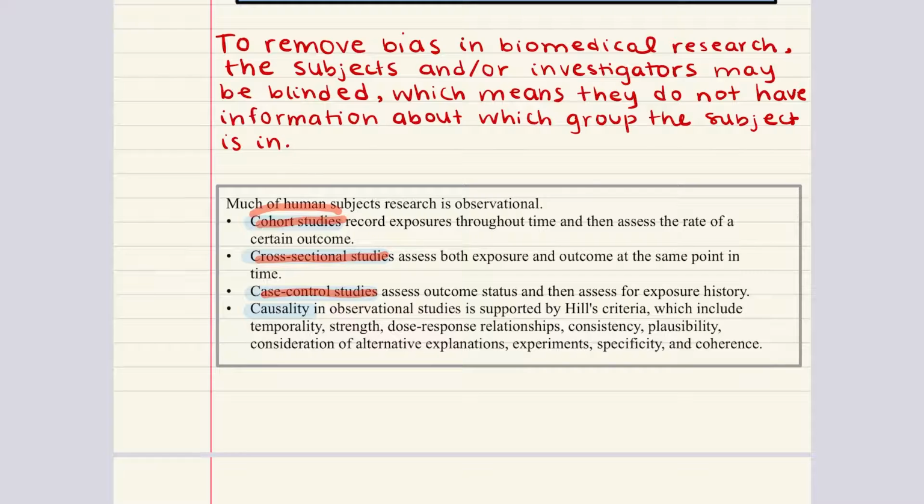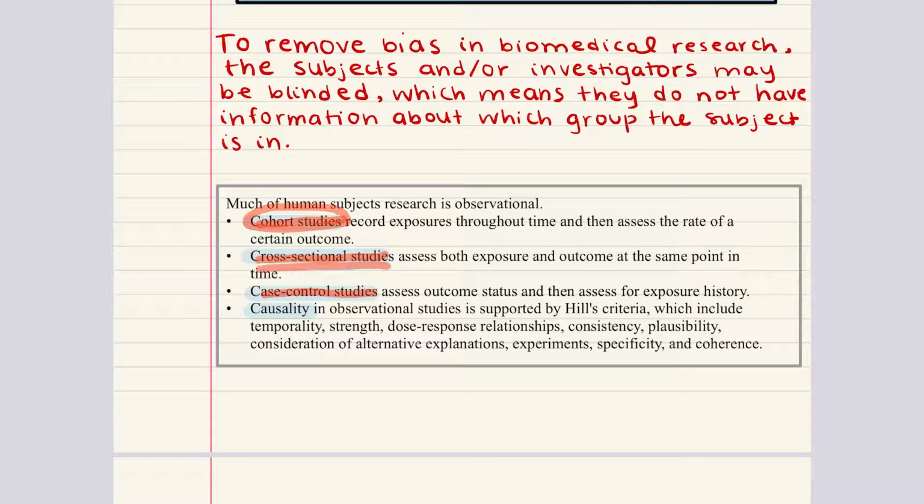In a cohort study, researchers follow a group of individuals over time to assess the rate of an outcome based on exposure to a factor. So they might track a group of smokers and non-smokers over 20 years to compare lung cancer rates. These studies are valuable for establishing temporality because they observe events as they unfold.